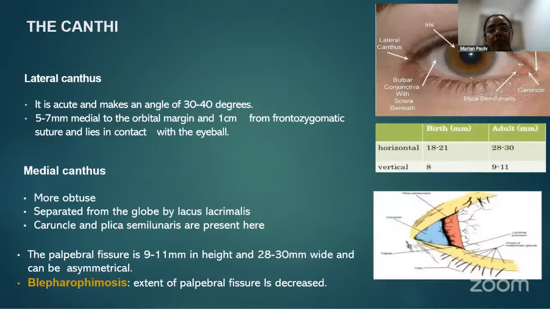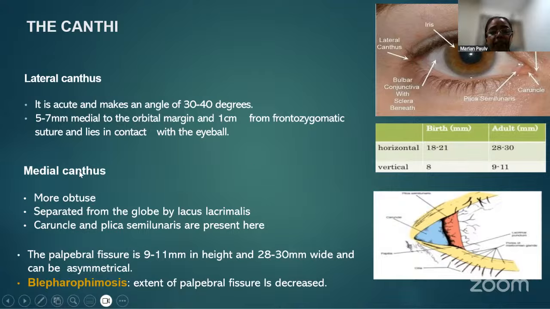Now coming to the canthi, there is a lateral canthus and a medial canthus. As you can see in this picture, the lateral canthus is acute and makes an angle of around 30 to 40 degrees. It is 5 to 7 millimeter medial to the orbital margin and 1 centimeter from the frontozygomatic suture, and it lies in contact with the eyeball.